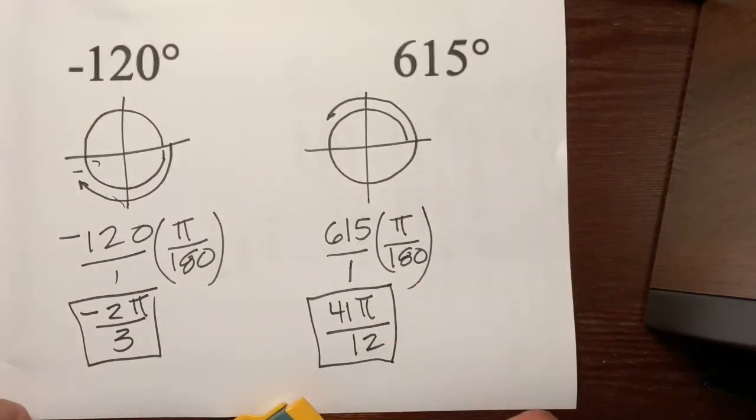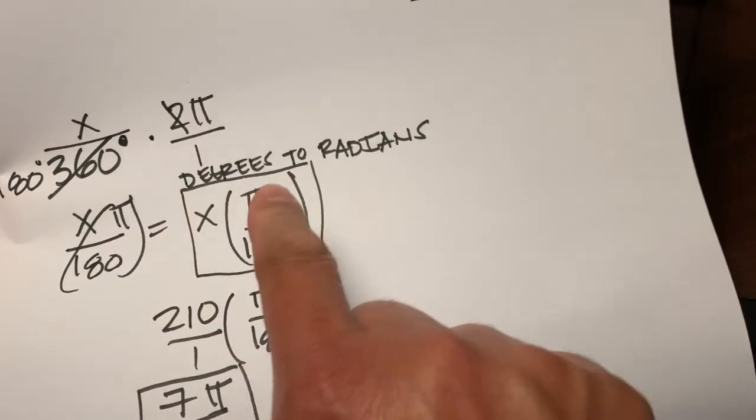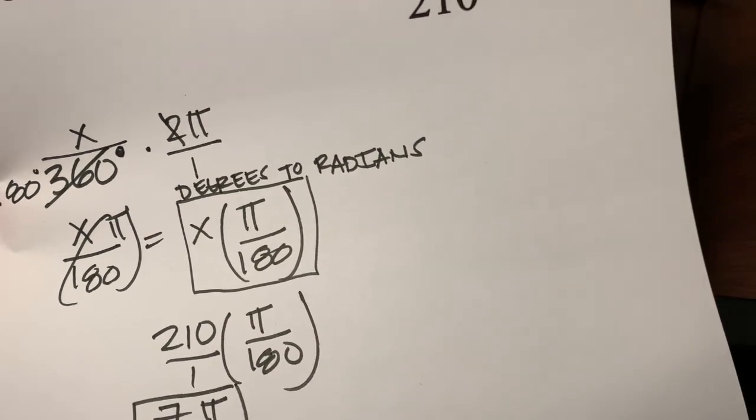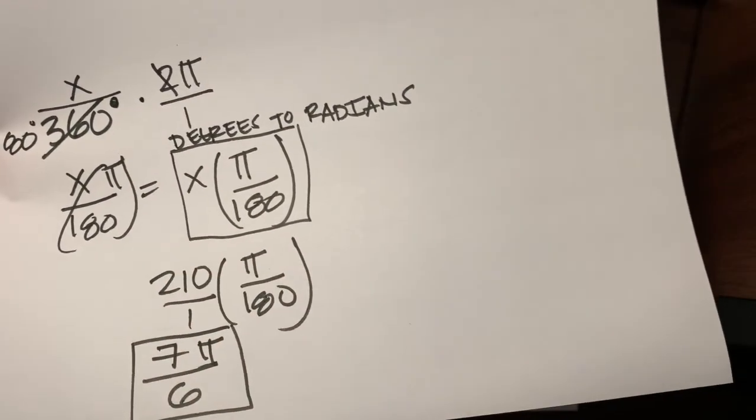And that's how you convert degrees into radians. Just take the degrees, multiply by pi over 180, and simplify those two numbers.